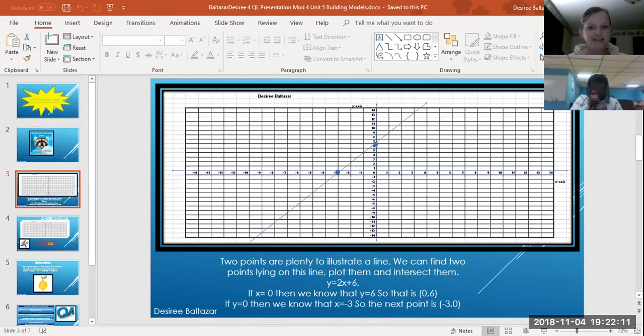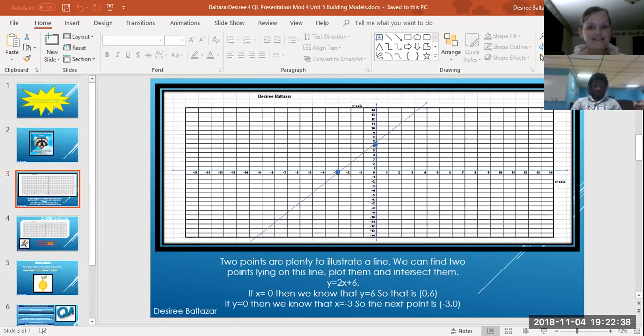Two points are plenty to illustrate a line. We can find 2 points lying on this line, plot them, and connect them. So y equals 2x plus 6. If x equals 0, then we know that y equals 6. So that's 0 and 6. If y equals 0, then we know that x is negative 3. So the next point is negative 3 and 0.